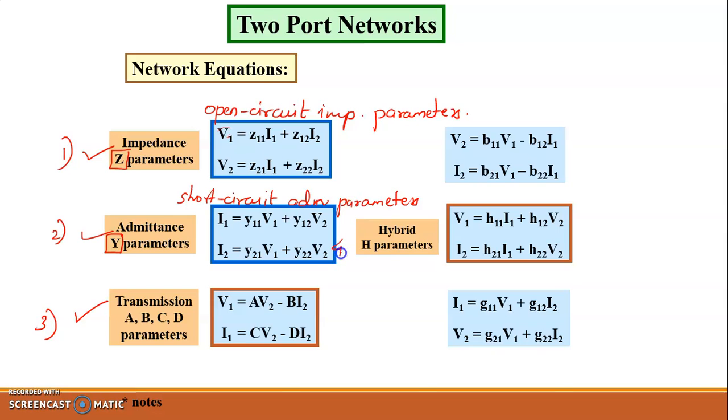And the fourth category is the hybrid parameters. Here the input voltage V1 and the output current I2 are represented in terms of the input current I1 and output voltage V2. So the input quantity V1 and output quantity I2 are represented in terms of the quantities I1 and V2. These are the 4 important parameters that are included in your syllabus. We will study them one by one.